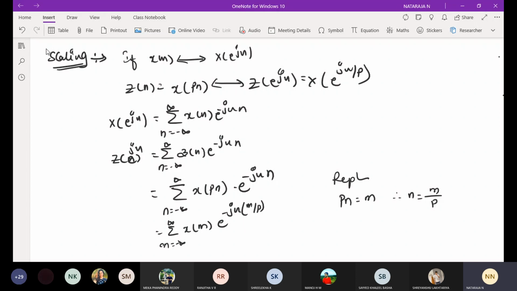If I compare this equation with the standard equation, I can write Z of e power j omega is equal to X of e power j omega by p.